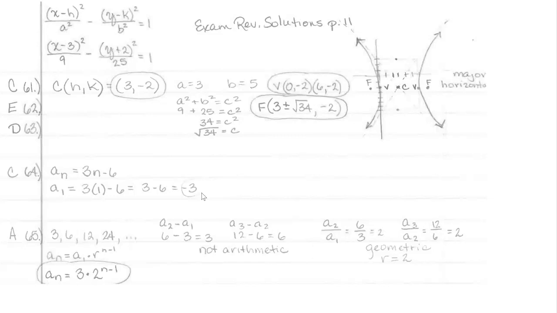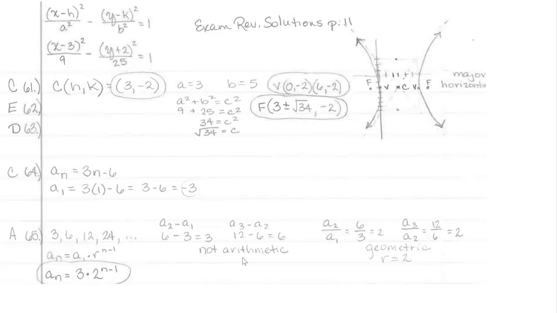For 65, they want an equation for the nth term of the sequence. So first off, I need to figure out, is it arithmetic or geometric? If it's arithmetic, if we take the second term minus the first, third term minus the second, fourth term minus the third, we'll get the same answer every time. So if we did 6 minus 3, we got 3, but when we did 12 minus 6, we didn't get the same thing. So this is not arithmetic.